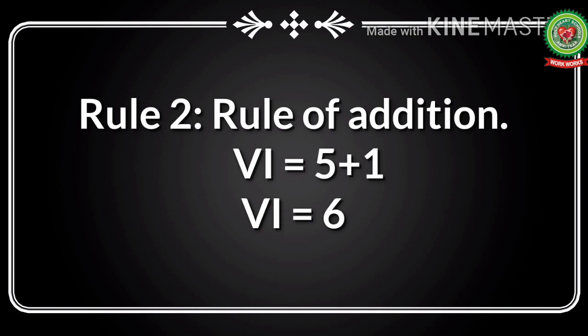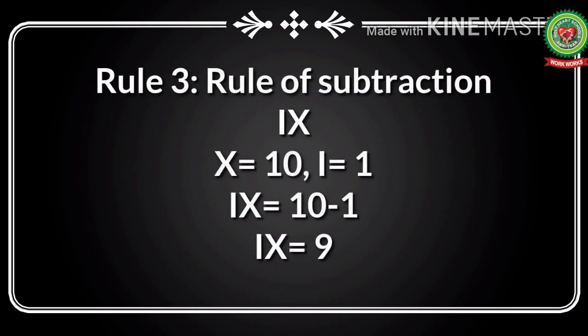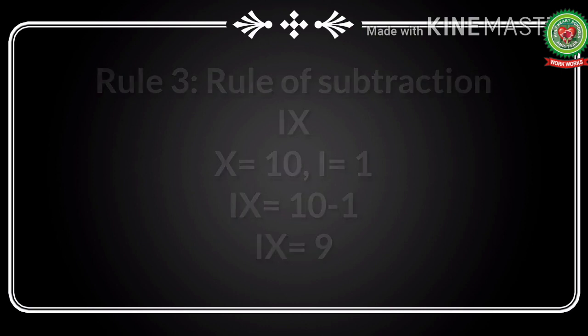rule of addition. Now see, for example, VI. What does VI mean? V means 5, I means 1. So 5 plus 1 means 6. So VI means 6. That means we are adding the smaller value to the greater value. Rule 3 is rule of subtraction. For example, IX. X means 10. I means 1. Now IX means 10 minus 1. So IX is equal to 9. That means we are subtracting the smaller value from the greater value.